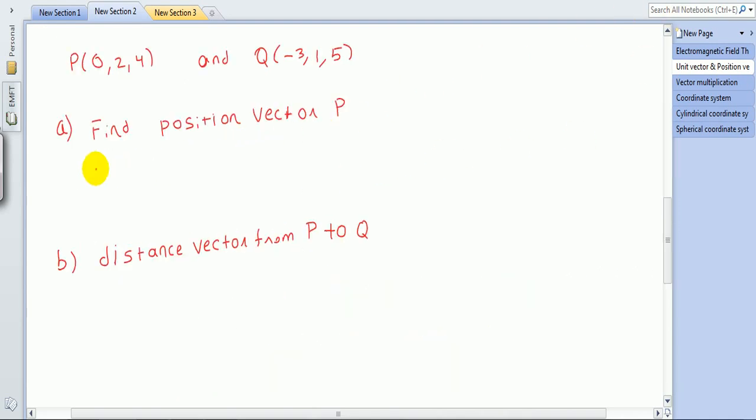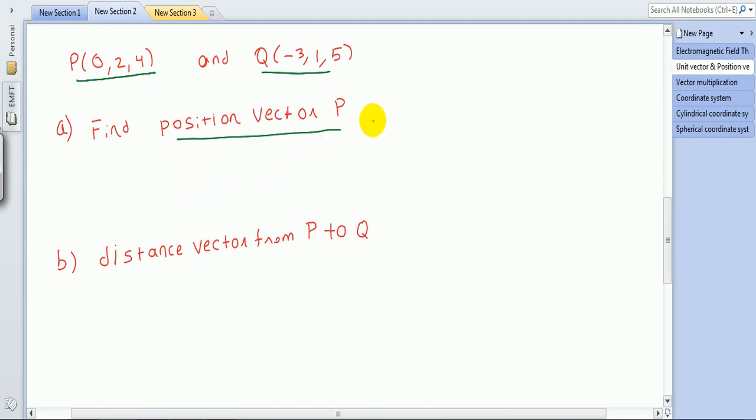Suppose this is a question. In this, point P and point Q are given. Coordinates of P are 0, 2, 4, and coordinates of Q are -3, 1, 5. So the first part is we want to find out the position vector P.